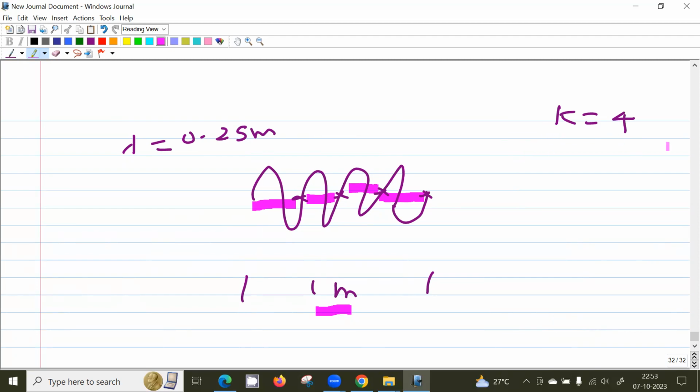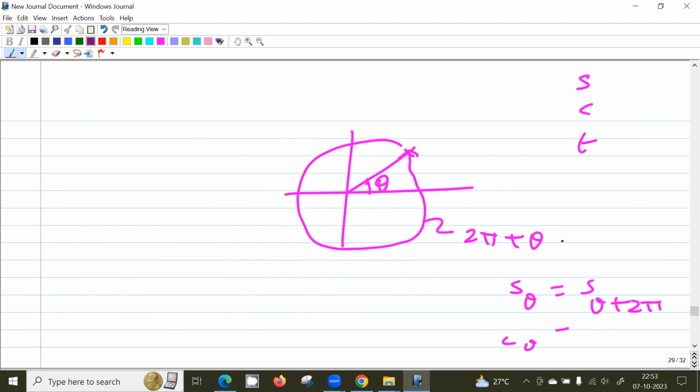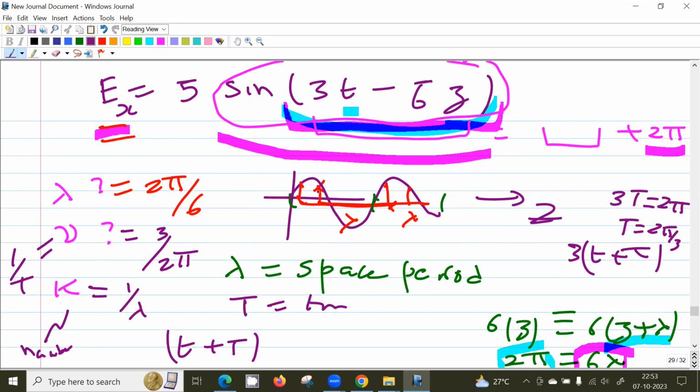K is the wave number, which is the number of wavelengths in 1 unit length, or 1 meter here. So K is 4. K is related to the wavelength as 1 by lambda. This is called the wave number, the number of wavelengths in a unit length. So K is 1 by lambda. That will be 6 by 2 pi.